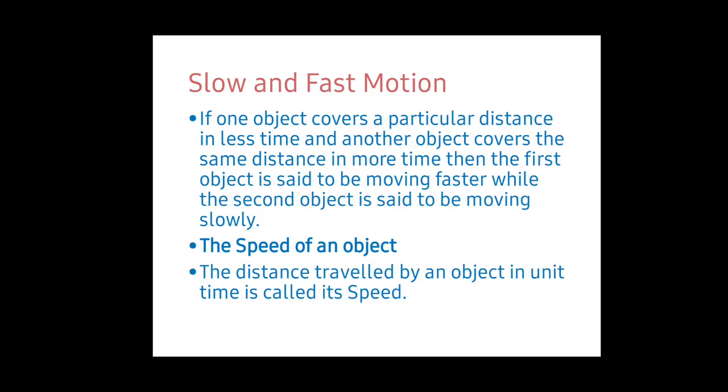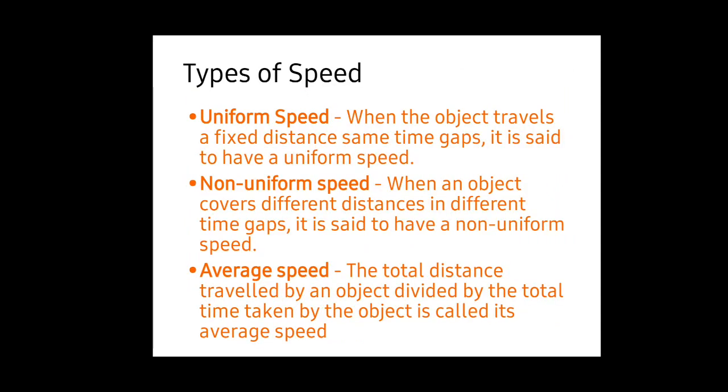And there are also two more types, that is slow and fast motion. We need to know about slow and fast motion because we are going to learn a new term called speed. If one object covers a particular distance in less time and another object covers the same distance in more time, then the first object is said to be moving faster while the second object is said to be moving slowly. So the word fast is related to another term, that is speed, the speed of an object. The distance travelled by an object in unit time is called its speed.